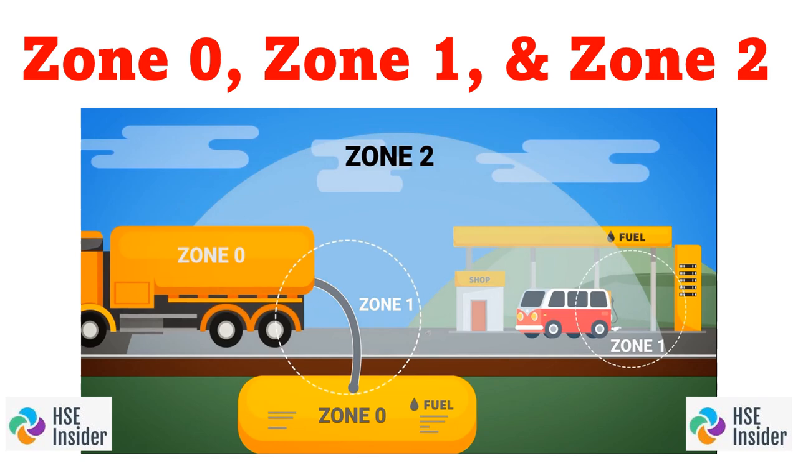So in conclusion, the zoning classification system of Zone 0, Zone 1 and Zone 2 plays a critical role in identifying areas with potential hazards and implementing necessary safety precautions. By categorizing individual facilities into these zones and using equipment certified for use in hazardous environments, employers can protect their employees and prevent incidents.